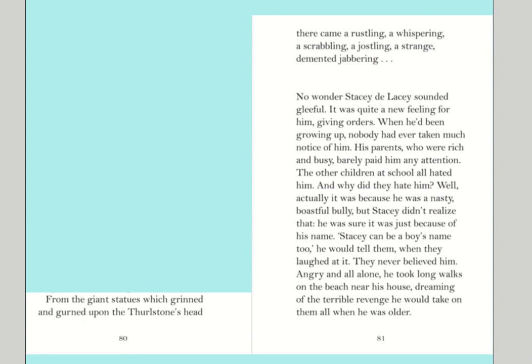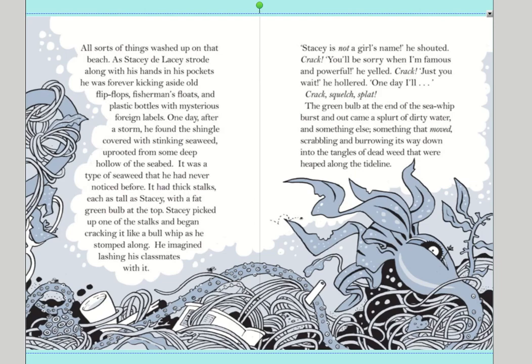when he was older. All sorts of things washed up on that beach. As Stacey DeLacy strode along with his hands in his pockets, he was forever kicking aside old flip-flops, fishermen's floats, and plastic bottles with mysterious foreign labels. One day, after a storm, he found the shingle covered with stinking seaweed, uprooted from some deep hollow of the seabed. It was a type of seaweed that he had never noticed before. It had thick stalks, each as tall as Stacey, with a fat green bulb at the top.